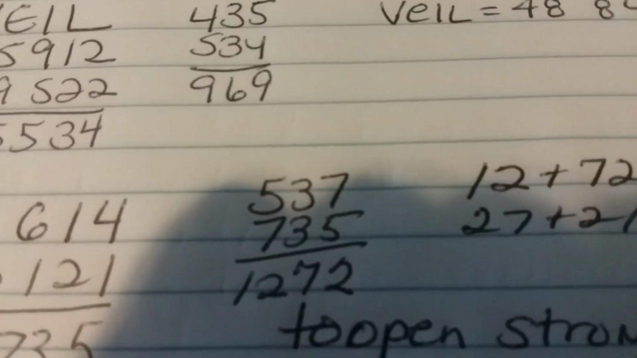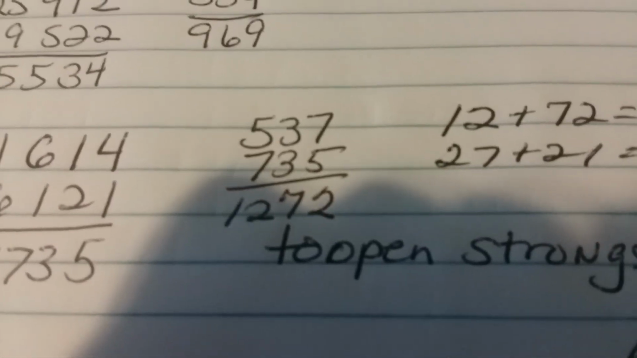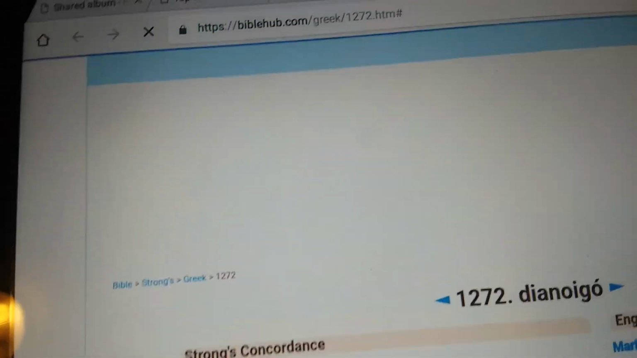And if you go to Strong's 1272, let's see, I had it set up here. And we'll see what that means. Because when the two sides of the veil come together, that's when the veil opens. That's when we leave. That's when Jesus comes to get his bride.